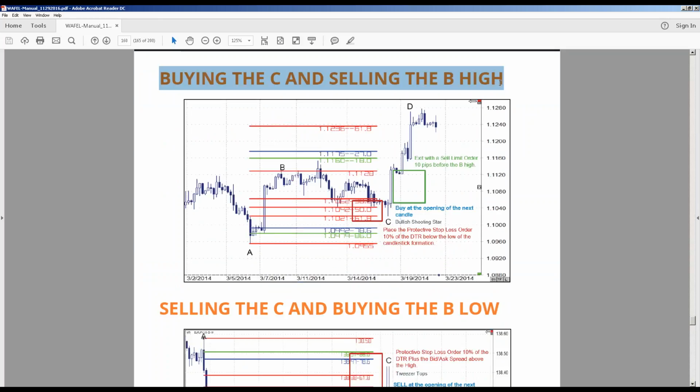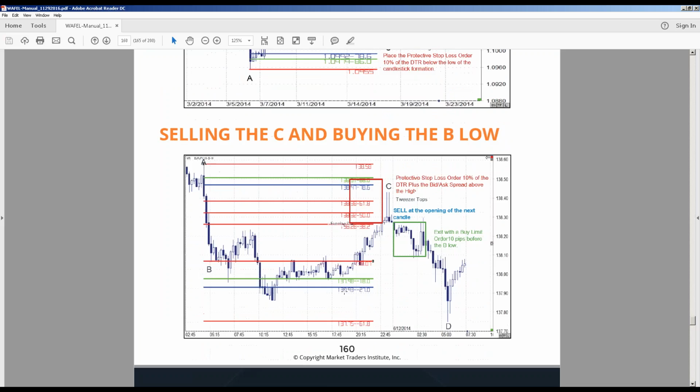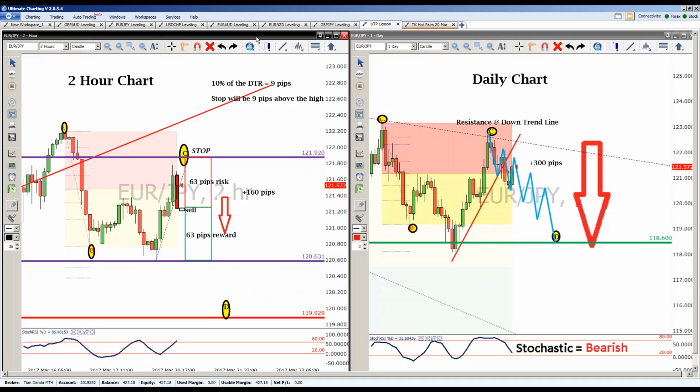Right, so buying the C and selling the B high, there's an example. We have an up A, B, C, D. The market moves from the C to the D, gives us a beautiful bearish shooting star candlestick formation. And all I'm going to do here is exit at the B high. If I'm selling, I'm trading from the C to the D and place my stop above the high of the candlestick formation. But now I'm just going to target the B low, 10 pips before the market hits the B low. Right, so let's have a look at this picture over here on the 2-hour chart.